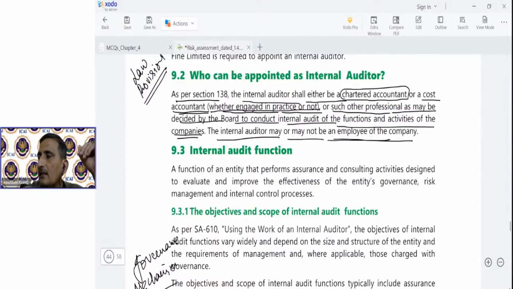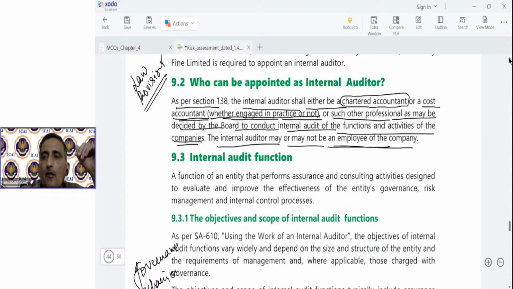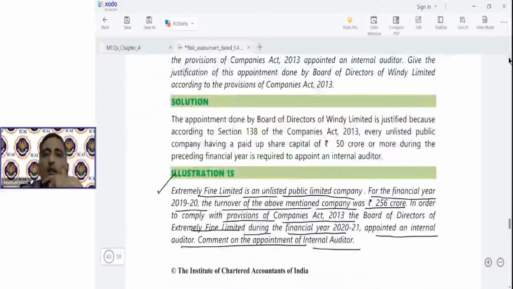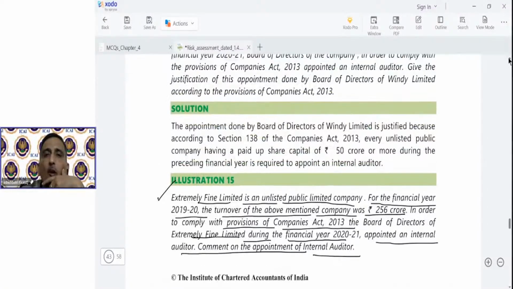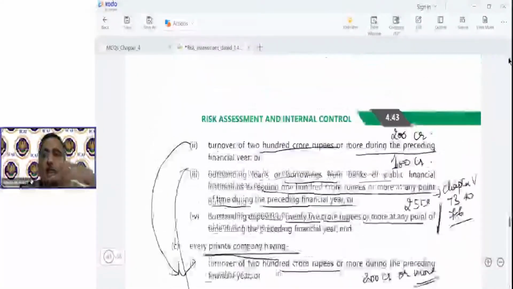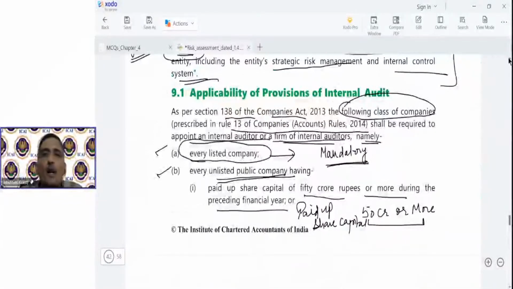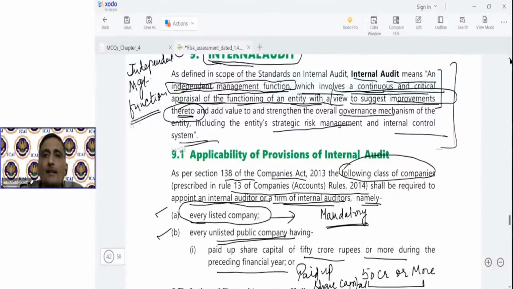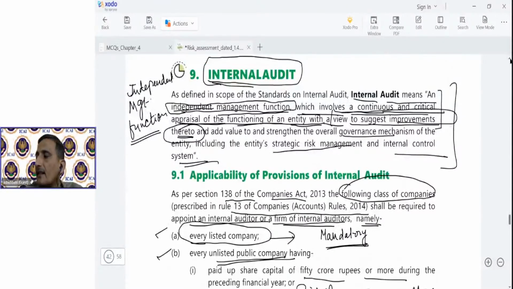Yes, students. Any doubts about this topic of internal audit? What does an internal auditor do? What are his functions? What is the meaning of internal audit? What is the scope of his function? And what are the legal requirements? Which class of companies are required to appoint an internal auditor? Who can be appointed as an internal auditor? Or are all these things clear to you? Yes, guys, tell me.